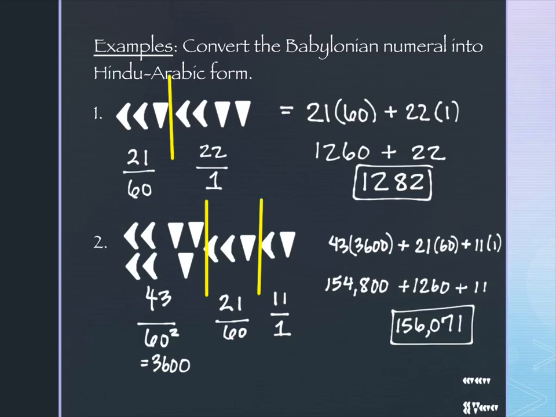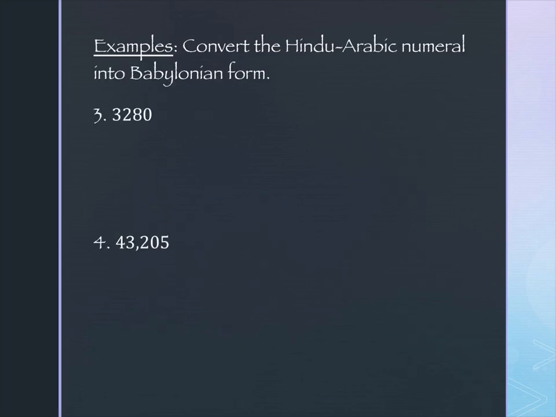Okay, so in MyMathLab, when you encounter a problem like this, it will look exactly like this. They're going to give you a Babylonian numeral, and they're going to say, find its Hindu-Arabic equivalent. That's our number system's name, the Hindu-Arabic number system. And it's going to make you type in the 156,071, because you have the ability very easily to type in numbers into MyMathLab, right? Yeah, no problem.